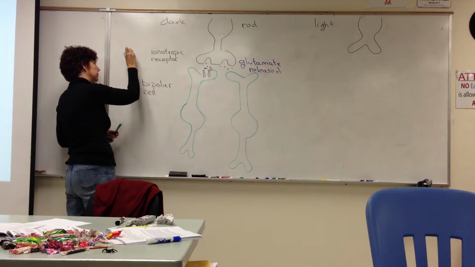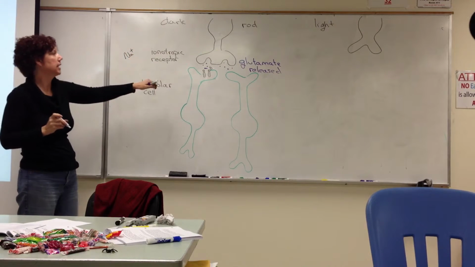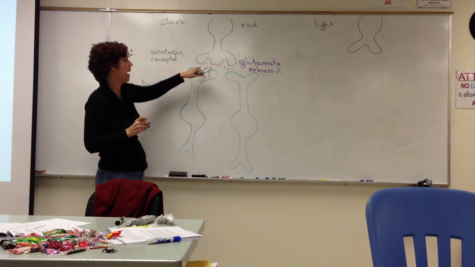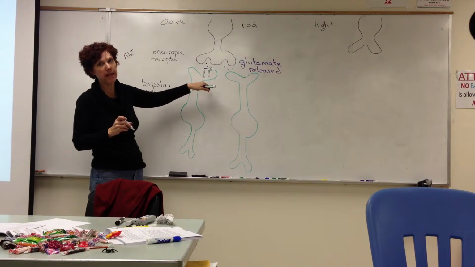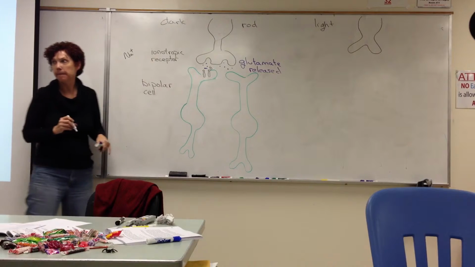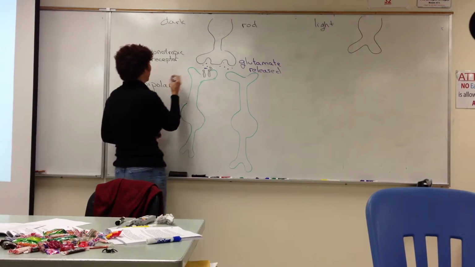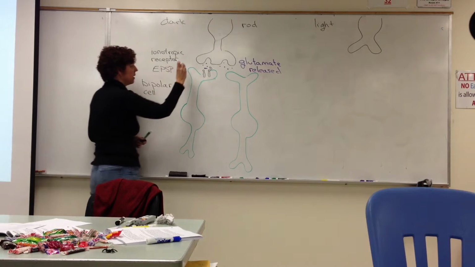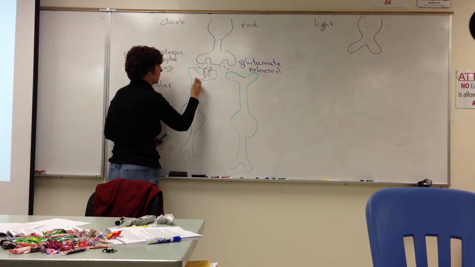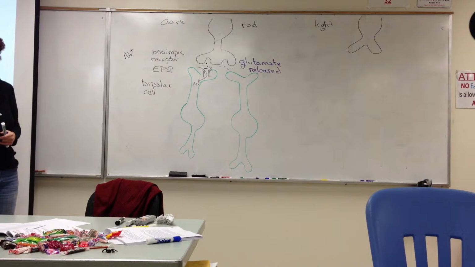For sodium. So in the dark, if glutamate is released and it binds to an ionotropic receptor, is that going to create an EPSP or an IPSP? An EPSP. You guys are picking this stuff up. All right? So this creates an EPSP because sodium ions will enter the cell, depolarizing the bipolar neuron.